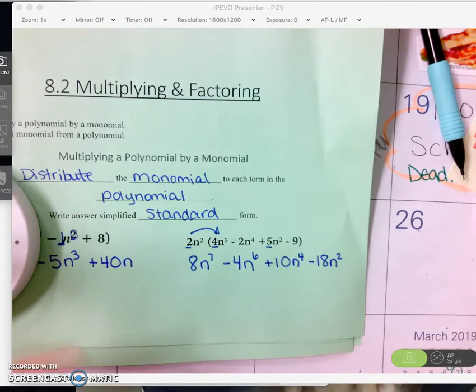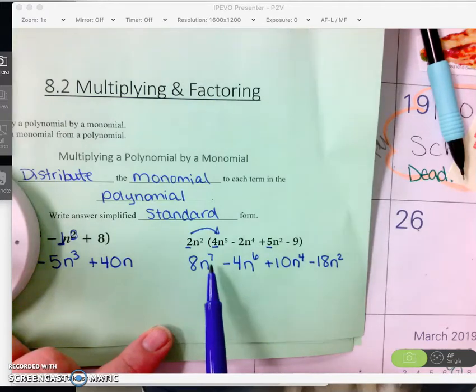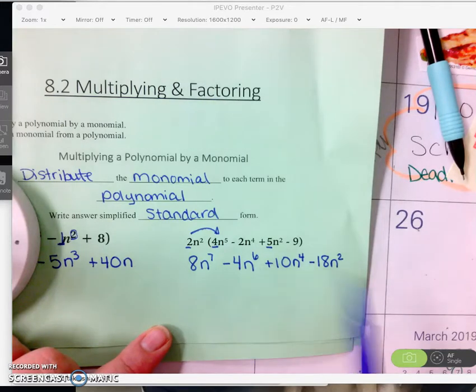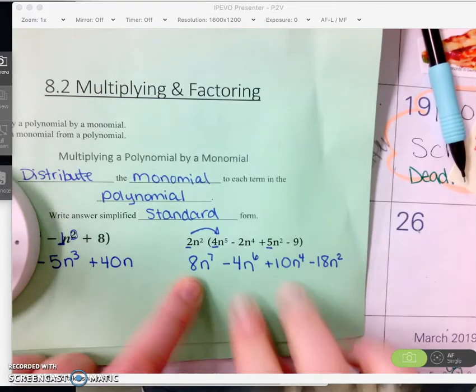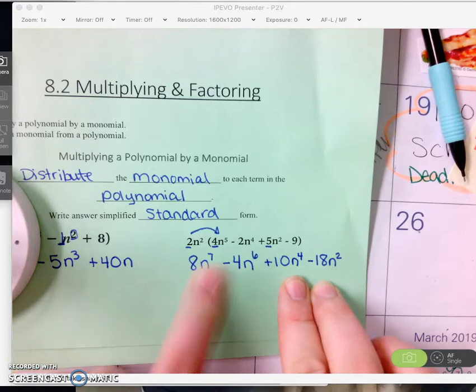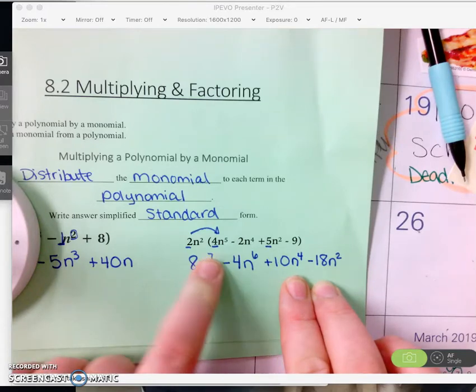It's written in standard form because 7 is the biggest exponent, then 6, 4, 2, written in descending order. Remember, it does not matter what the coefficient is. You have to go off of the degree or the exponent.